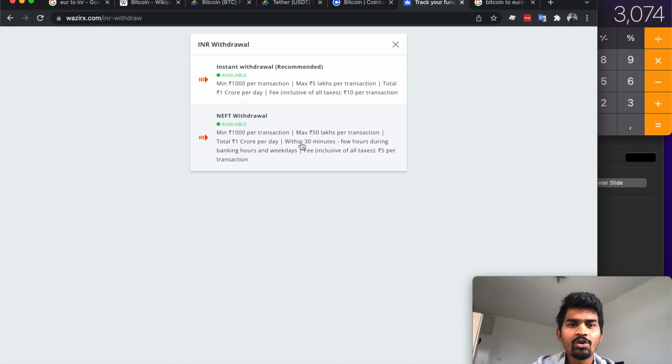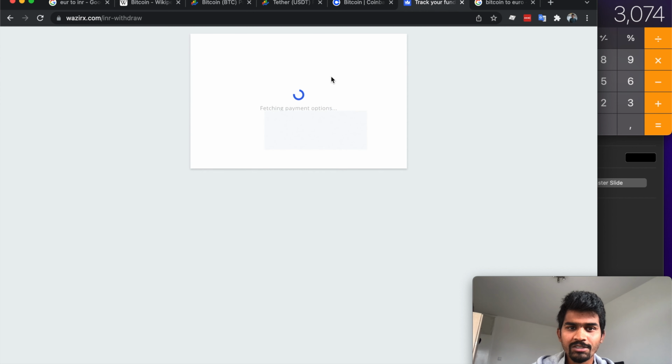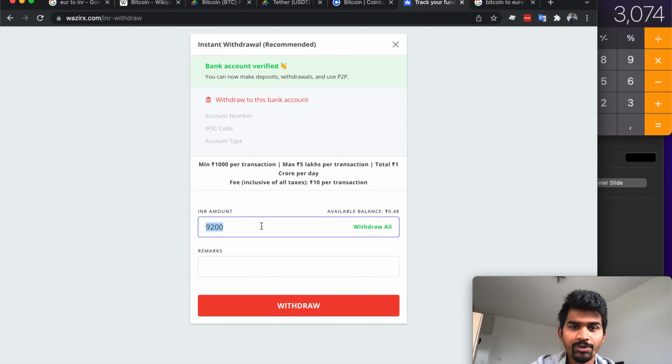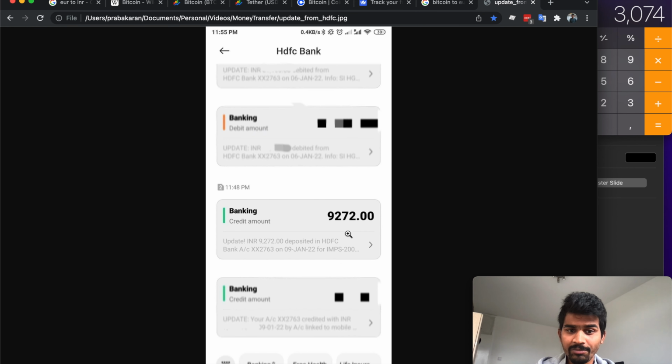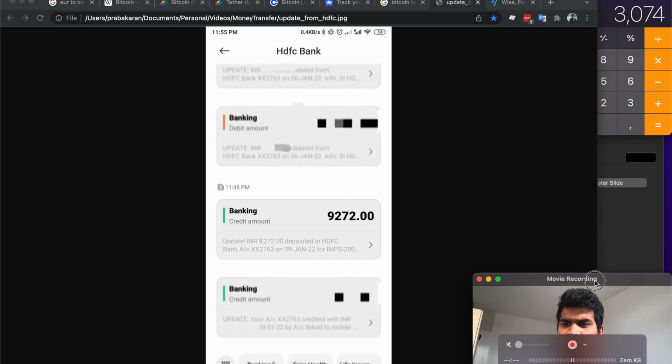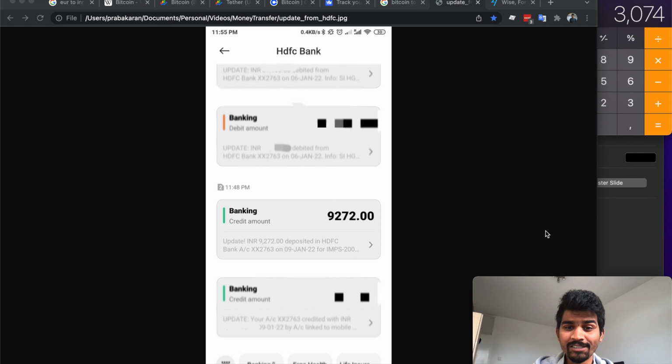We have two options: NEFT and IMPS. Of course, I went with IMPS. You give your amount here and just withdraw, and within a few minutes, voila, it will be there in your account. I can show you the confirmation message from HDFC. So this was the message. I was doing it yesterday late night, around 11:48 p.m., and the final amount which I got was 9272. I hope this was useful, or at least it demystified what is happening behind this.